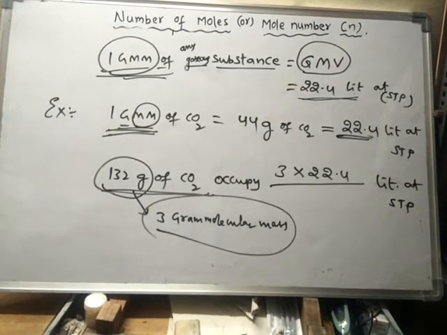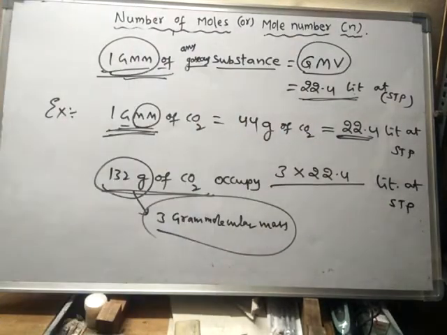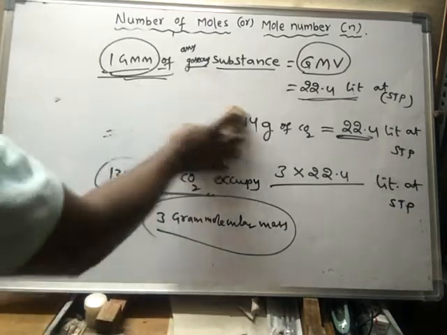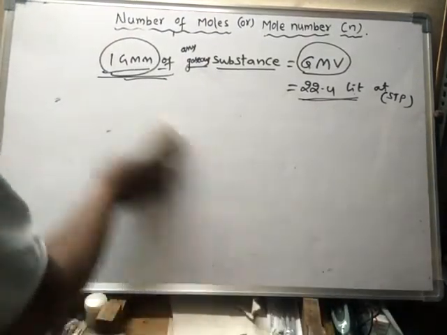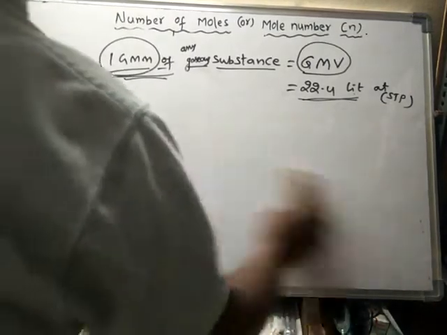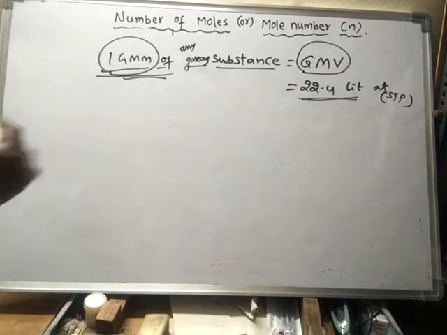So like this, the relationship between gram molecular mass and gram molar volume we can find. Okay, right. Next, what is the relationship between number of moles and volume of a substance? For a gaseous substance, how can we find the number of moles when volume is given?